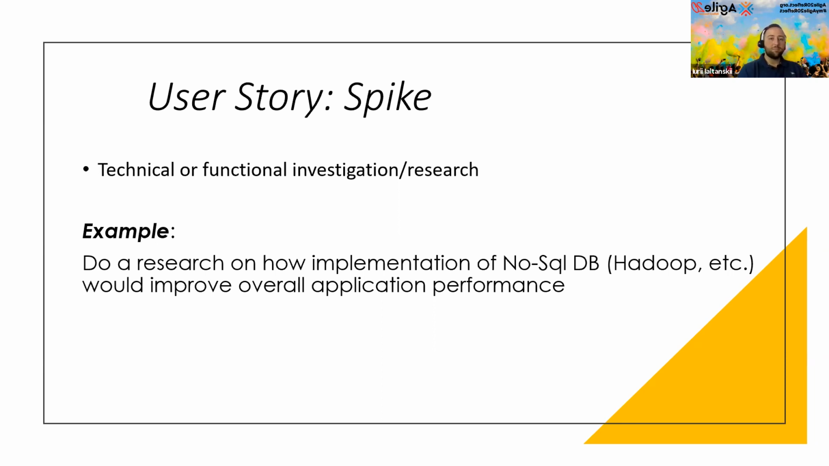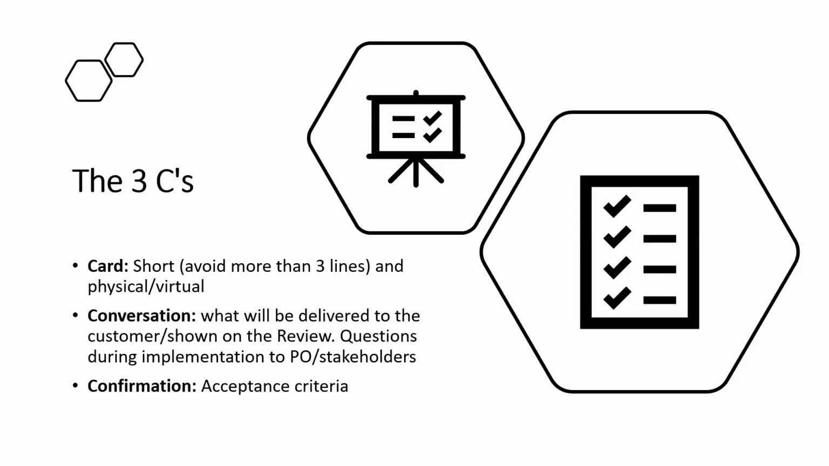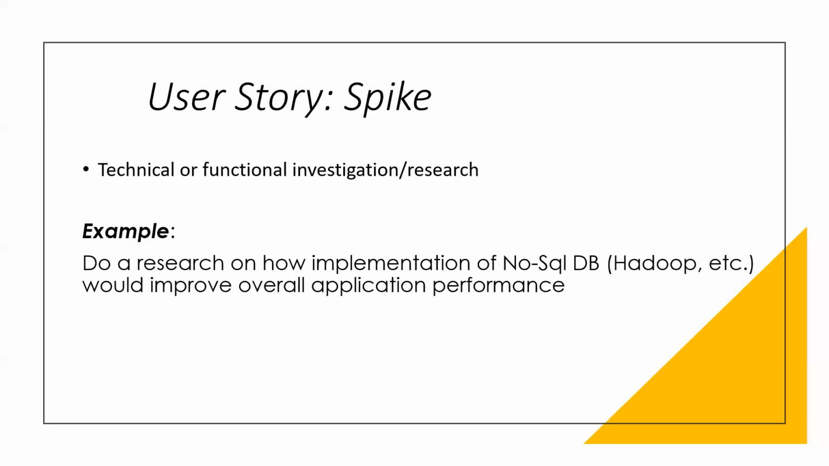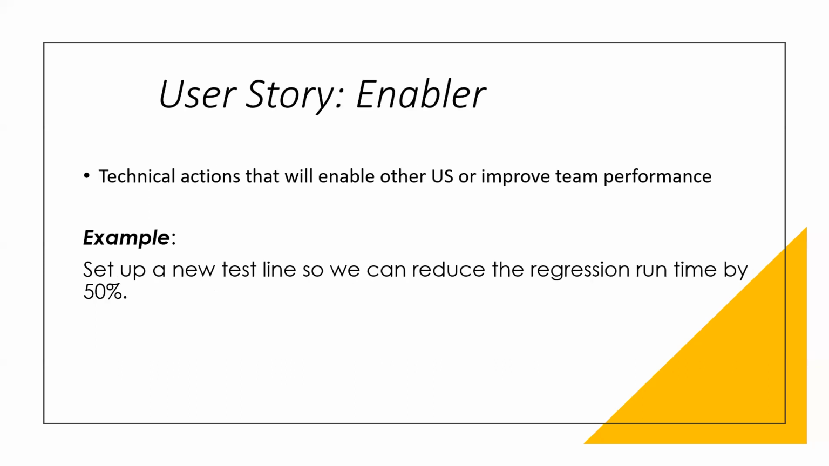Any questions about spike? All right. Hi, I have one question. Generally we have different types, like spike and story, but you just mentioned the enabler. So an enabler is something we have to internally identify, because when we raise a user story, it's either a story or a spike, right? Am I right in that scenario?